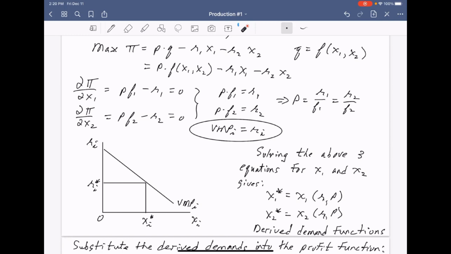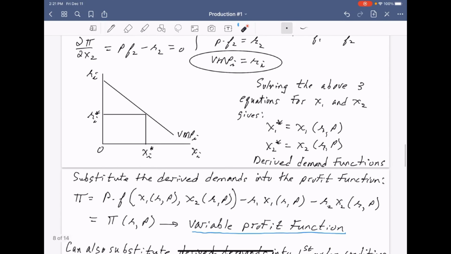We get that the price times the marginal product of 1 is equal to the input price of 1, and price times marginal product of 2 is equal to the input price of 2. Solving those two equations for P, we get R1 over F1, R2 over F2. Again, we see that the value of the marginal product of i is equal to the input price of any i. Solving the above three equations for x1 and x2 gives the derived input demand functions as a function of input prices and output price.